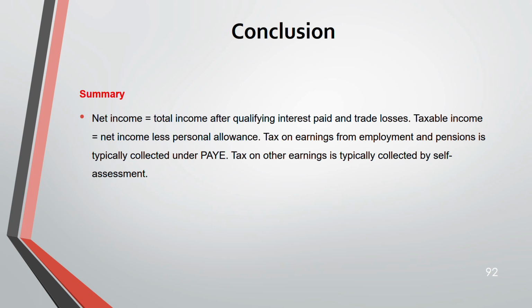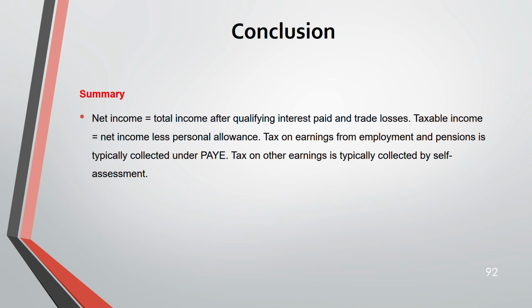So first we started with net income. What is net income? This is from your proforma. You calculate your total income. Total income is savings, non-savings, dividend, all types of income you add, known as total income. Deduct your qualifying interest paid if you have any, and trade losses. Trade losses are deducted after qualifying interest paid. This order is very important.